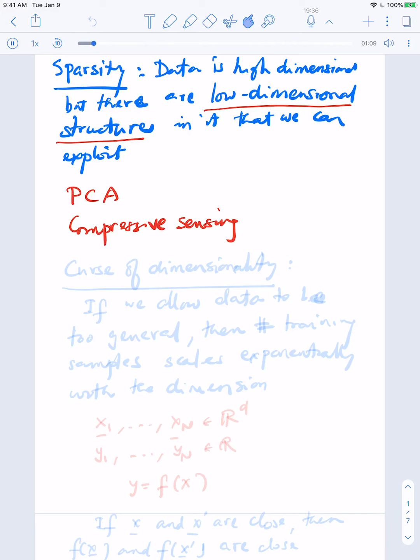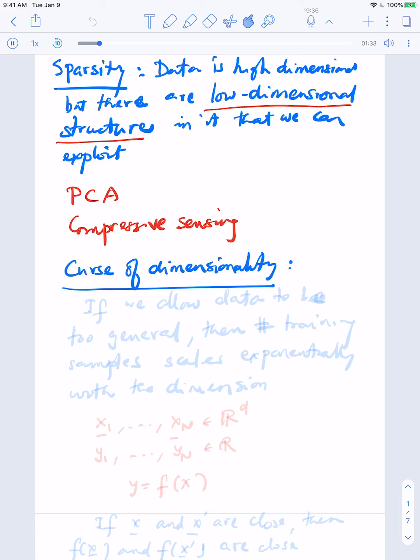But before getting into these techniques, I first want to make the case that if you didn't have sparsity, you can't really hope to do much. And so I'm going to talk about what is often called the curse of dimensionality, which is actually, you'll see, a rather obvious observation.